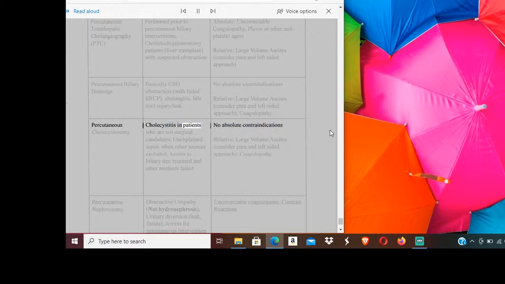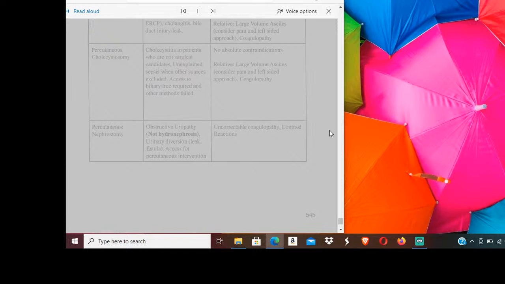Percutaneous cholecystostomy: in patients who are not surgical candidates, unexplained sepsis when other sources are excluded, access to the biliary tree required and other methods failed. No absolute contraindications. Relative: large volume ascites, consider paracentesis and a left-sided approach, coagulopathy. Percutaneous nephrostomy: obstructive uropathy, hydronephrosis, urinary diversion, leak, fistula, access for percutaneous intervention. Contraindication: uncorrectable coagulopathy.